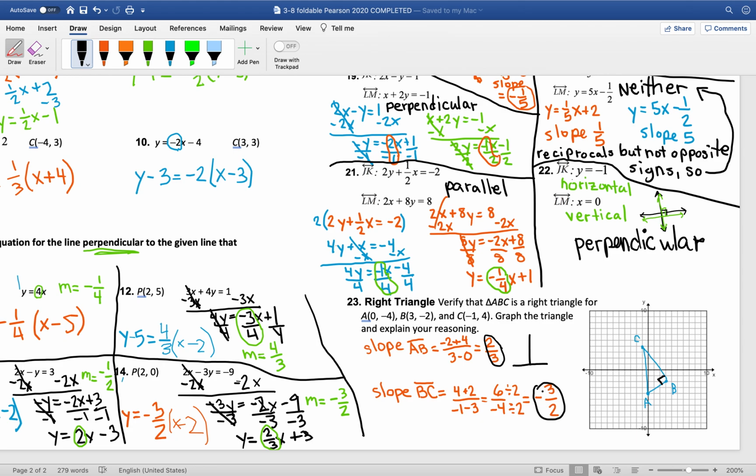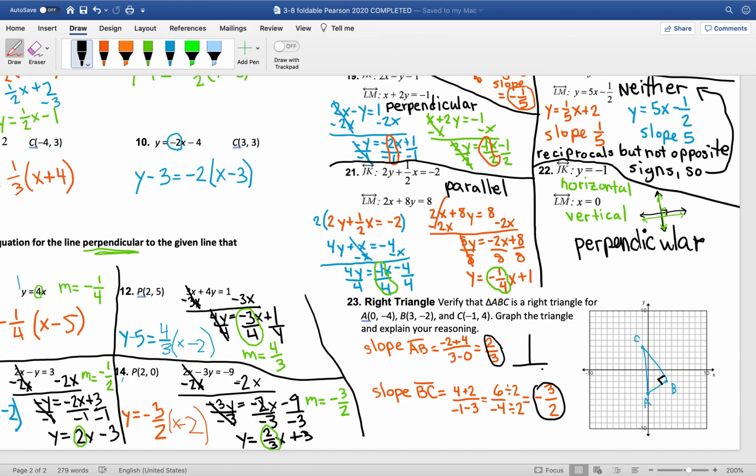So I can see that my slopes are in fact reciprocals, 2/3 and 3 over 2, and one of them is positive and one of them is negative. So since these are opposite reciprocals, these lines are perpendicular. This is the symbol for perpendicular. It's like an upside down capital T.